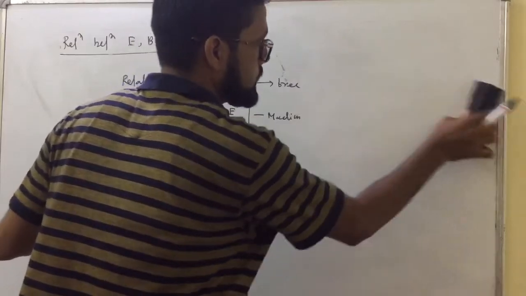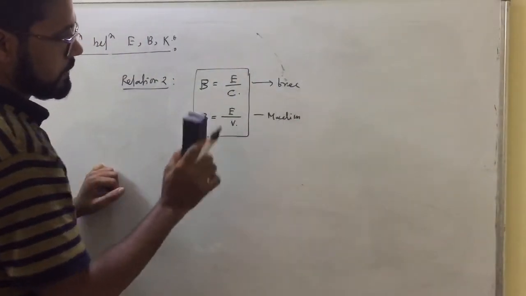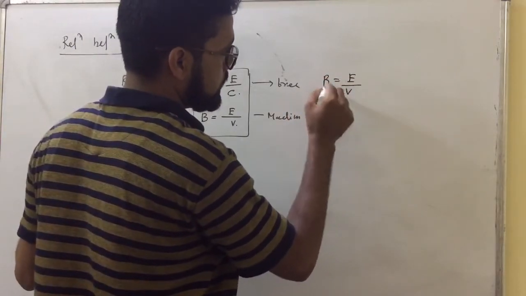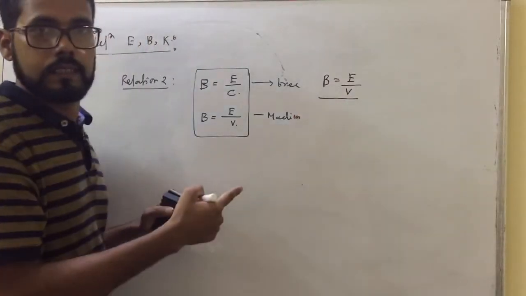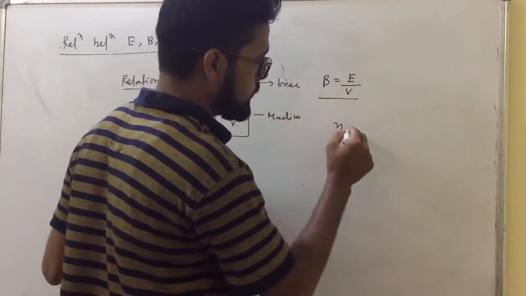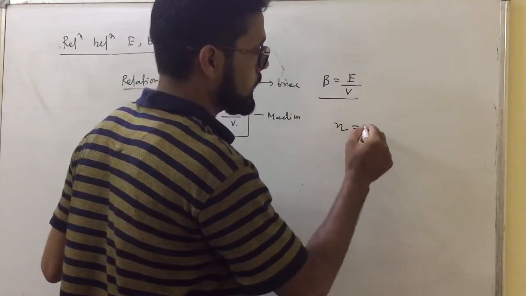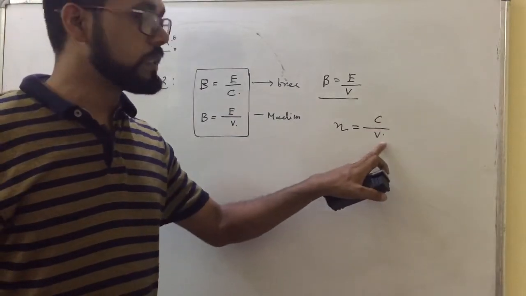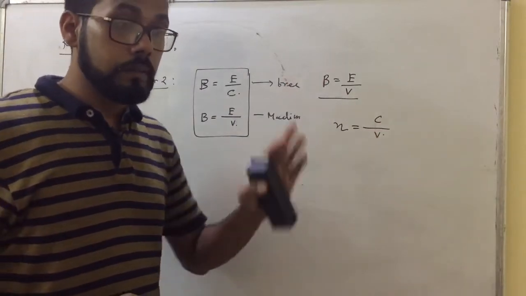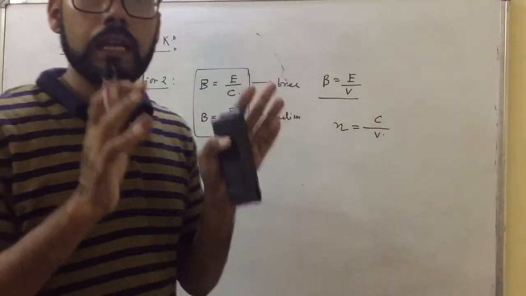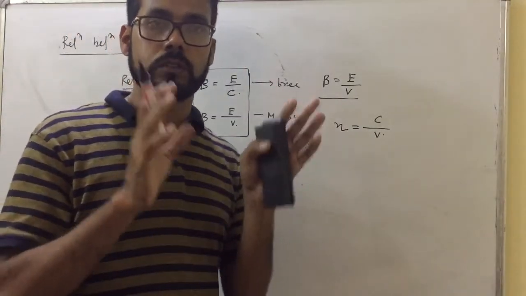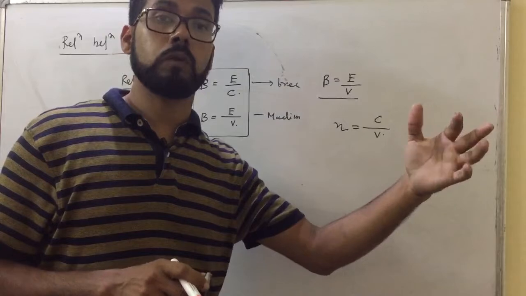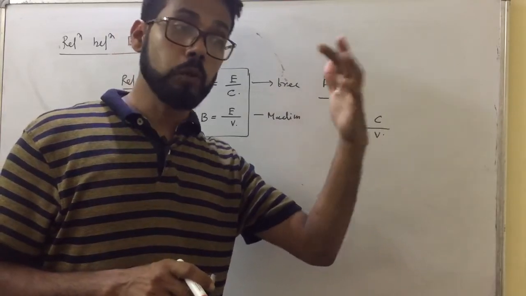Second point, this is the relation, but in the case of a medium, we have B equal to E by V, where V is the velocity of light in the medium. In that case, we have to introduce the refractive index. Refractive index means C by V, where C is the constant velocity of light and V is the velocity in the medium. So what does it mean? Refractive index is a constant value. It gives information on how fast an electromagnetic wave moves in a particular medium.